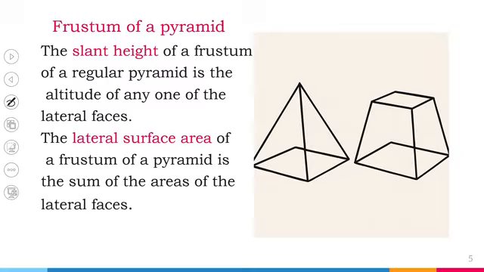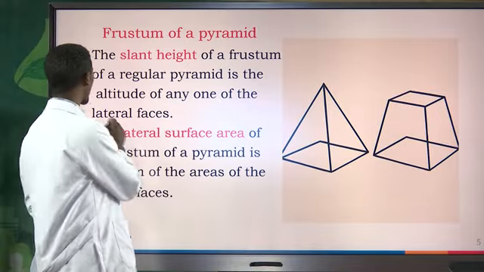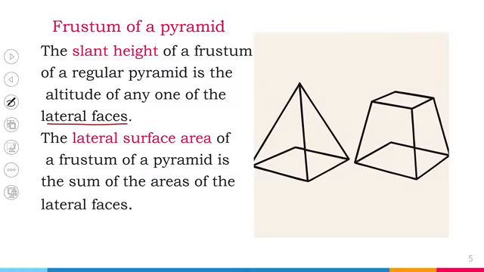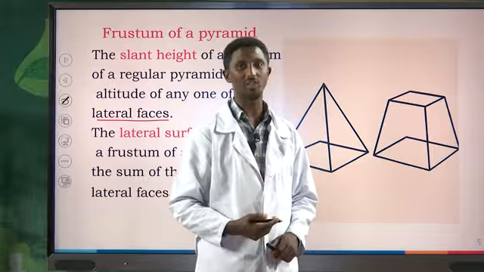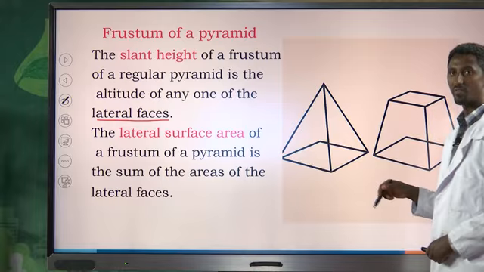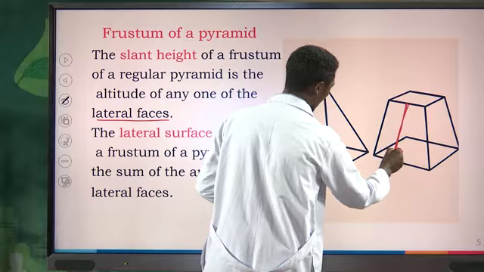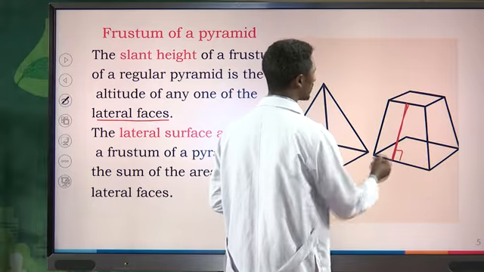And what is the slant height of a frustum of a regular pyramid? The slant height of a frustum of a regular pyramid is the altitude of any of its lateral faces. Here we have one lateral face of this frustum of a pyramid. The altitude of this lateral face is what we call the slant height. So the slant height of a frustum of a pyramid is the height of one of the lateral faces.